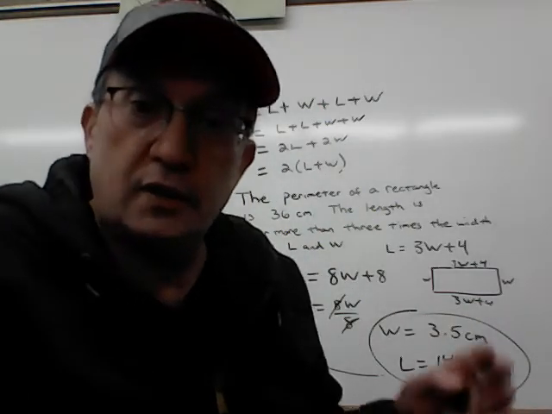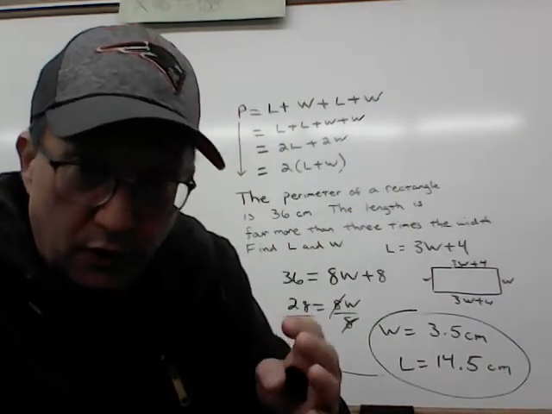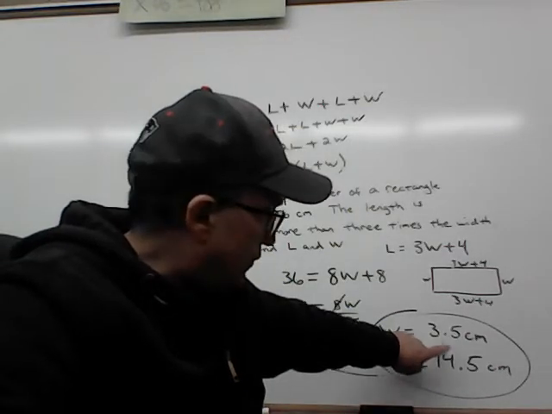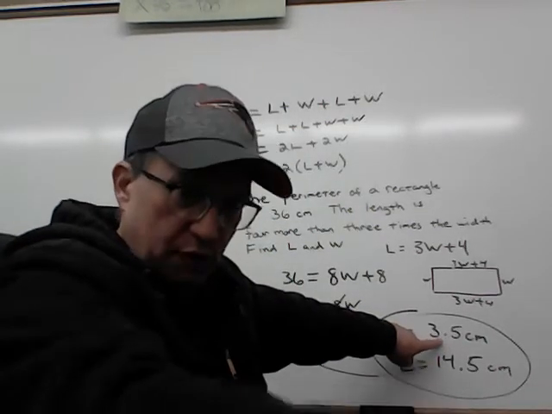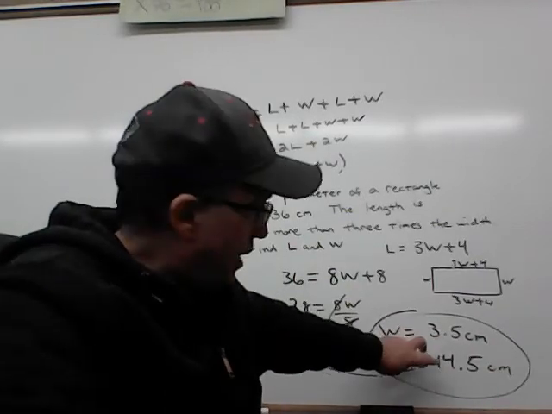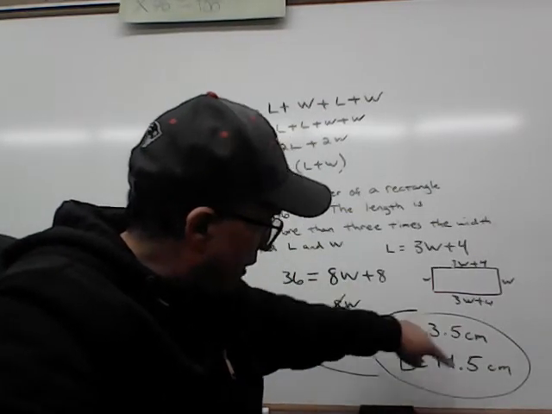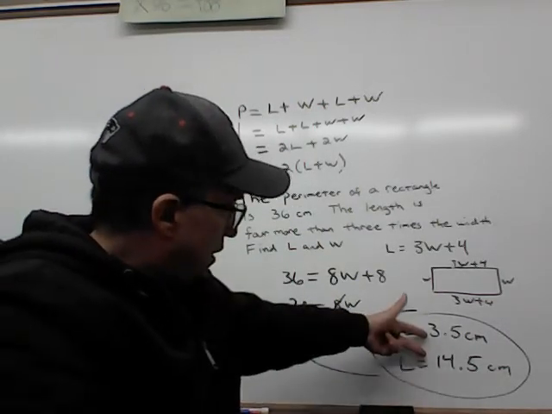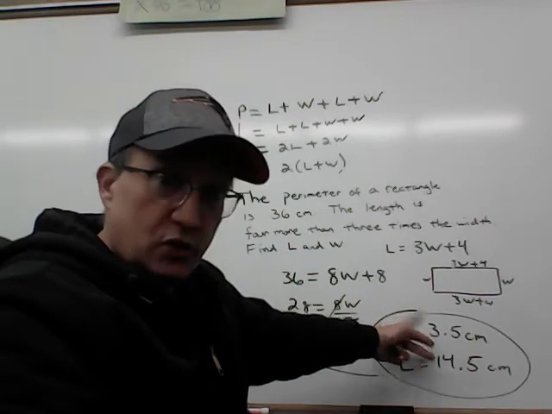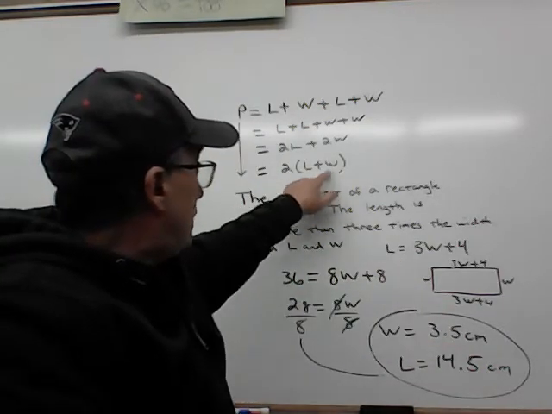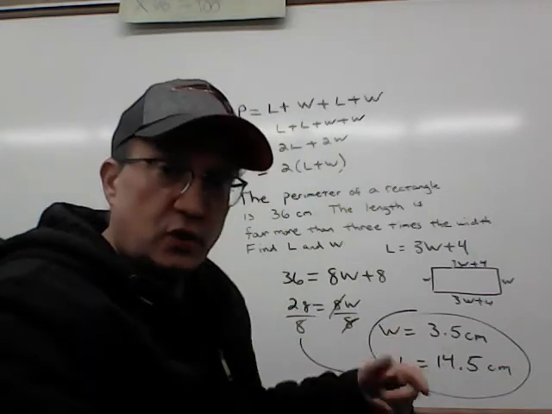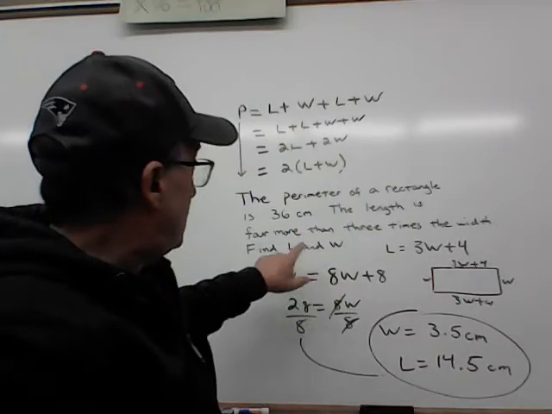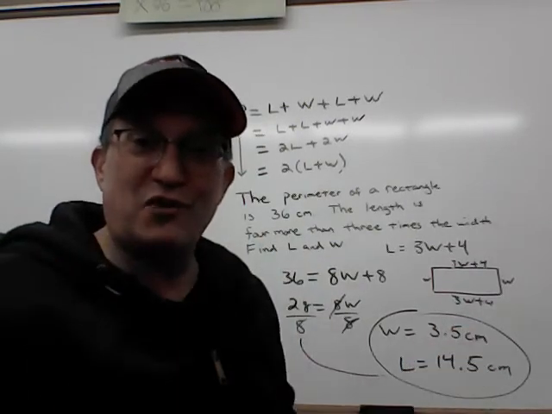Make sure you realize that this solution works. It satisfies both conditions. This length of 14.5 is 4 more than 3 times the width, and a rectangle that has this length and that width does have a perimeter of 36. Probably the easiest way to do that is add these 2 and then double, right? L plus W times 2. 3.5 plus 14.5 is 18. 18 centimeters times 2 is the 36 centimeters. So there's the first one.